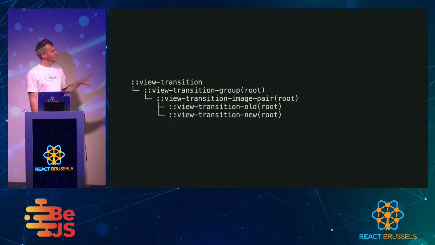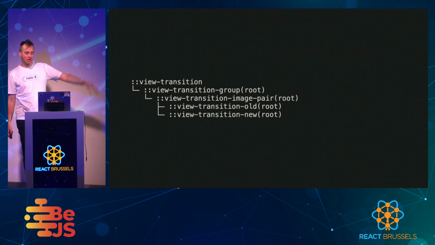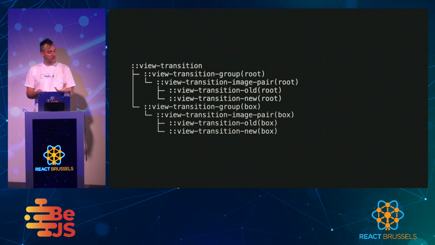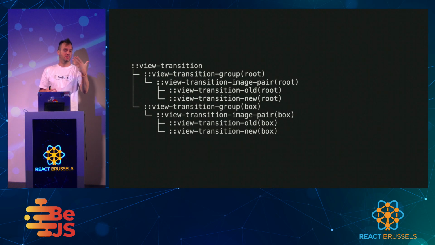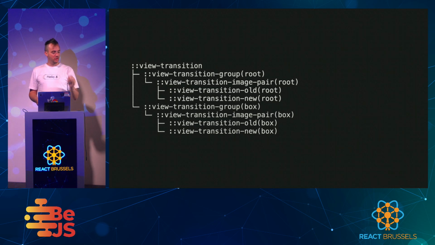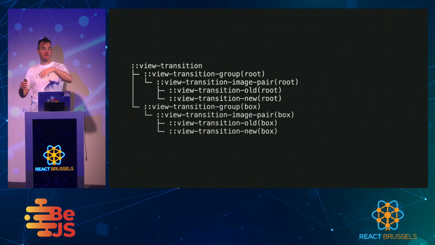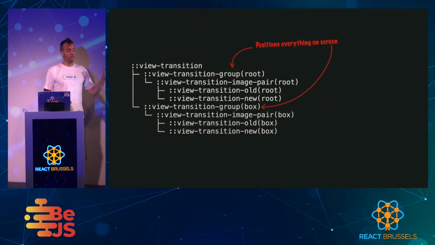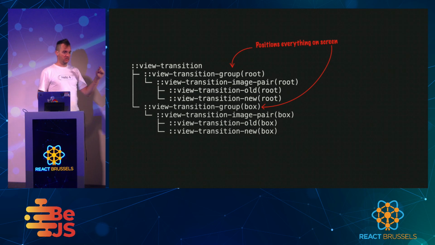Great, right? So our pseudo tree at this point in time no longer looks like this. We don't just have the root, but we also have a group for the box, and in there we have the image pair for the box, and then also the old and new one for the box. And it's fading in, fading out, but since it was blue before and blue after, you don't see a visual result. But what you do see is that the box is moving position and size. If it were to be bigger, it would also change size, and that is because of the view transition group, which I have skipped before, but that one is responsible for moving things around.